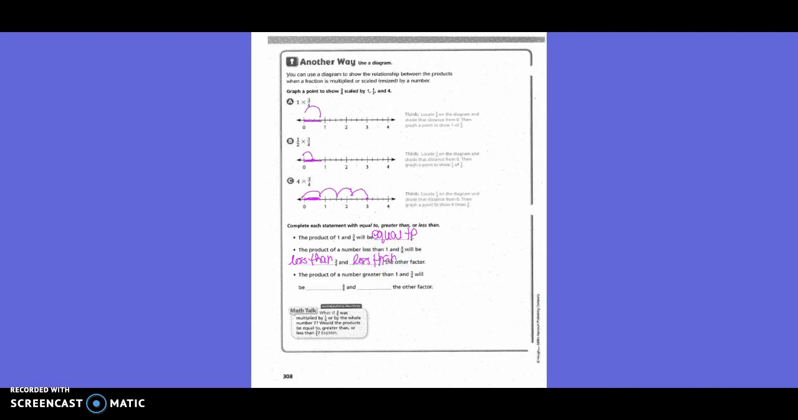The product of a number greater than 1 and 3/4 will be greater than 3/4 because we looped over here. And here is our 3/4 and our dot's clear over here at 3, so that was greater than. And blank another factor. So when we ended, we got over here to the 3, but is 3 larger than 4? No, so then it was less than the other factor.